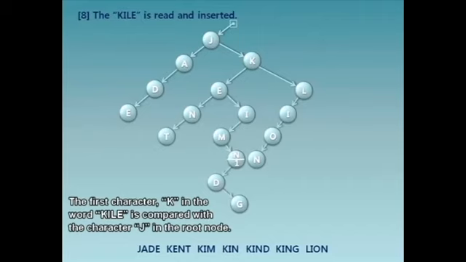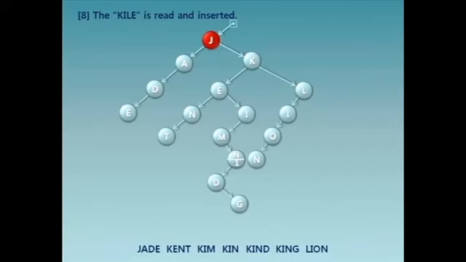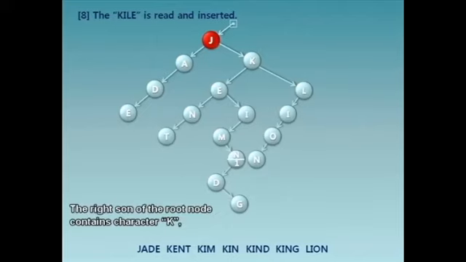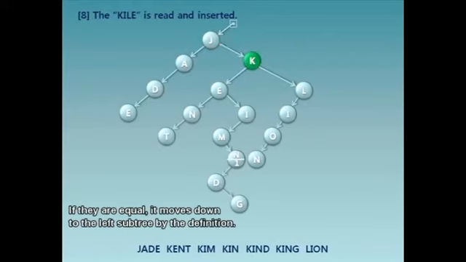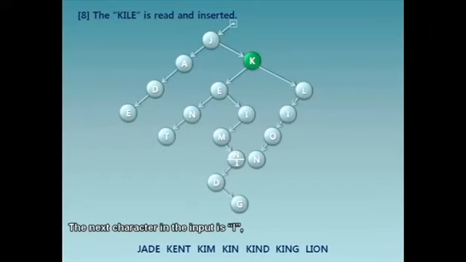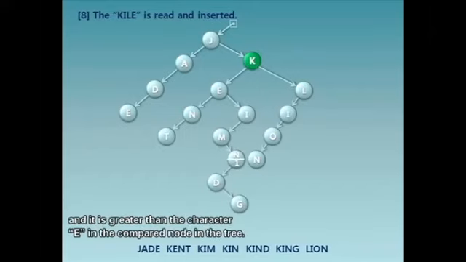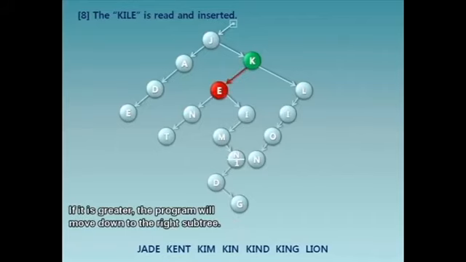The first character k in the word cow is compared with the character j in the root node. Since the character value of k is greater than j, the program lets the flow go down to the right subtree. The right son of the root node contains character k, which is equal to the first input character. If they are equal, it moves down to the left subtree by the definition. The next character in the input is i, and it is greater than the character e in the compared node in the tree. If it is greater, the program will move down to the right subtree.